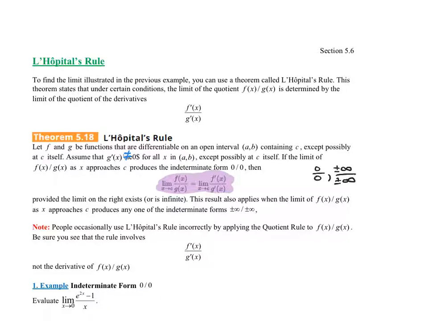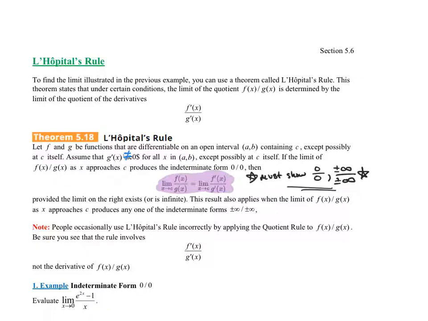So you must show that the first limit is 0 over 0 or plus or minus infinity over infinity, right? That's the first thing you have to do, you have to meet the conditions. It has to be a continuous function, and when you evaluate the limit of the quotient, you have to get one of those two forms right there. It says, note, people occasionally use L'Hopital's rule incorrectly by applying the quotient rule to f of x over g of x.